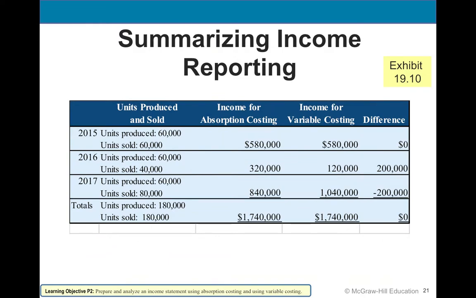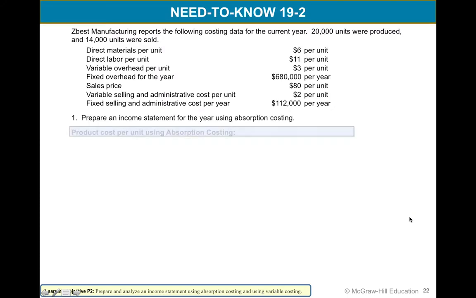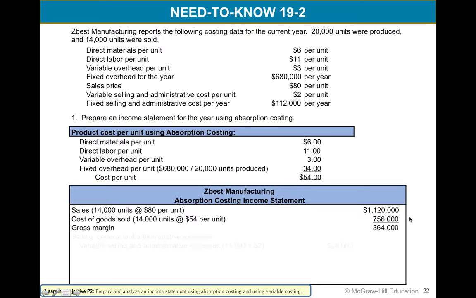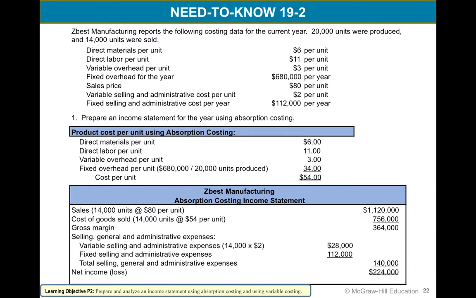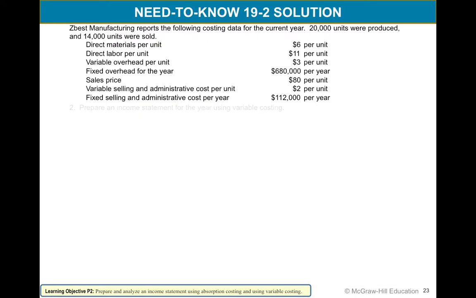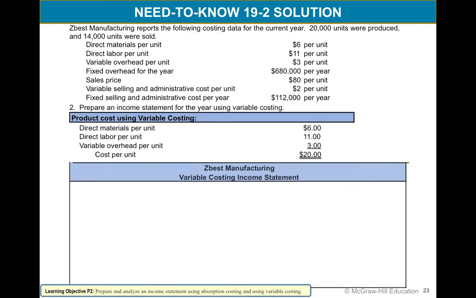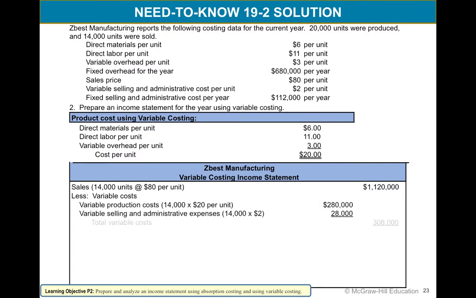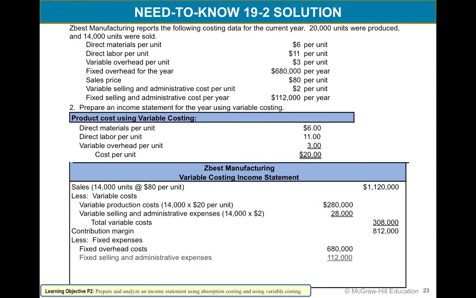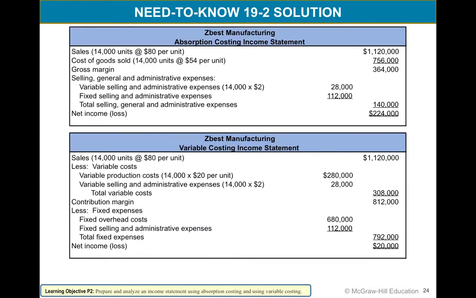And we see the differences here. What would happen if you produce more than the other? Overall, though, at the end, they all net out. It's going to be 0. Again, look at an example. What's the cost per unit? The income statement here. Now under variable costing. And compare.